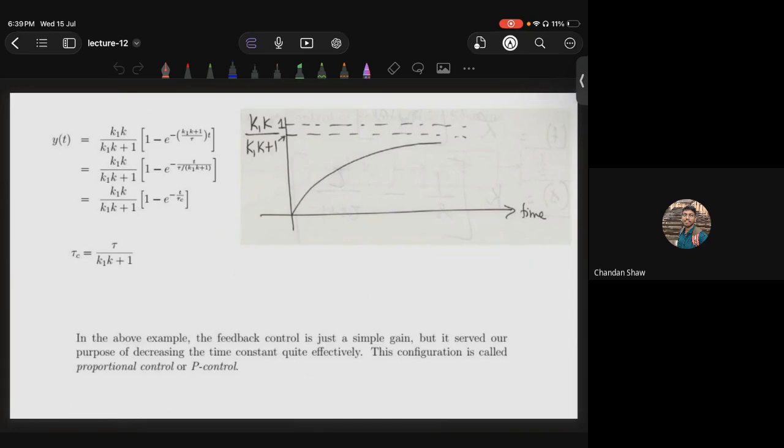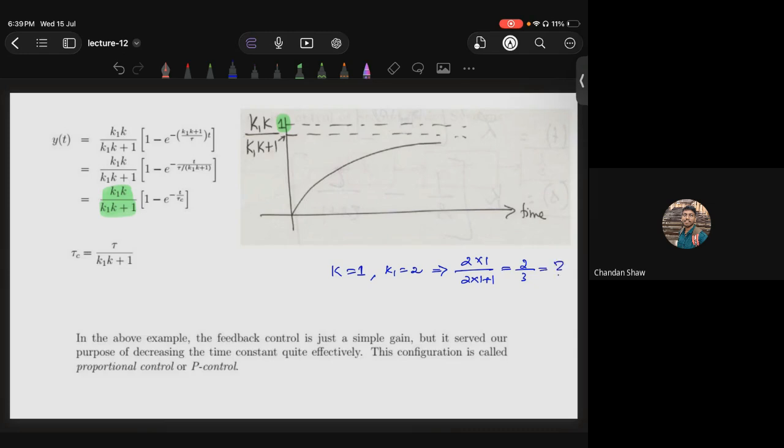But the major problem here is, you wanted to reach this one, correct? But look at this expression. Suppose I choose K1 is equal to 2, say K is equal to 1. What is that expression value? 2 multiplied by 1 by 2 multiplied by 1 plus 1, so 2 by 3. Is it equal to 1?